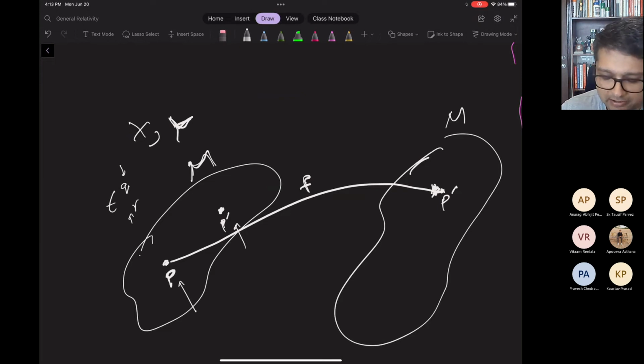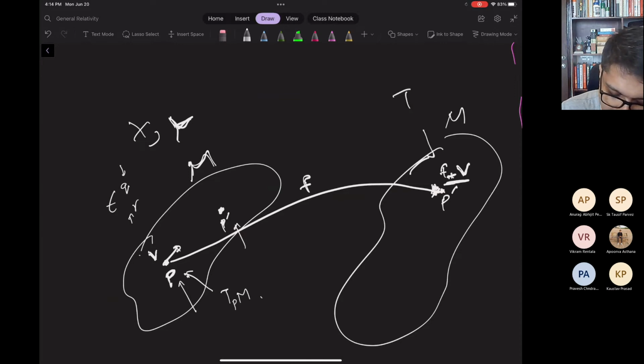And the fact that you can push forward vectors means that if this tensor was a vector type, then you can define the push forward of this tensor, which we denote as F star V. Note that this F star V is the push forward. So if I have a particular vector V, which belongs to the tangent space T_P M, I am now getting a vector F star V, which belongs to the tangent space T_P' M, where this P prime is F of P.